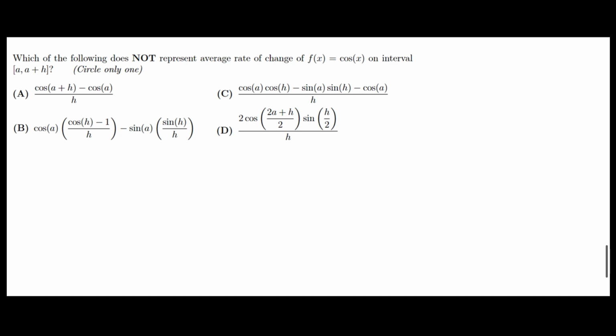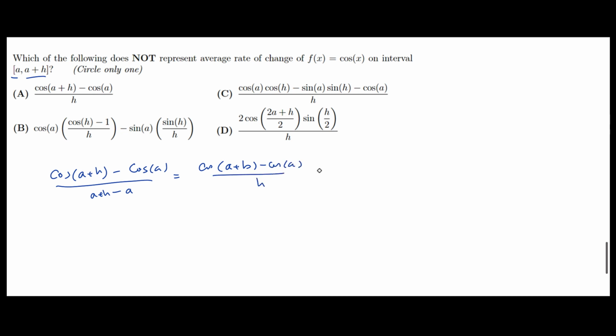In this problem, we're asked to find the average rate of change of f of x equal to cosine of x on the interval a and a plus h. So first of all, let's set it up. That average rate is going to be cosine evaluated at the endpoint minus cosine evaluated at the beginning point divided by the endpoint minus the beginning point. So it's cosine of a plus h minus cosine of a over h is one of the answers.